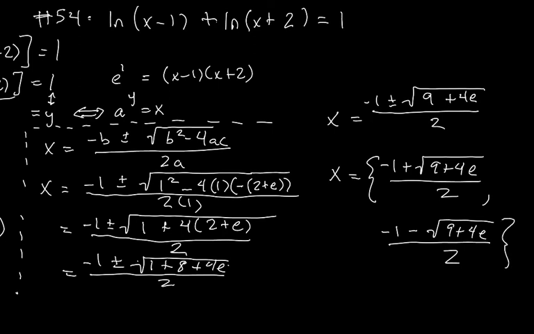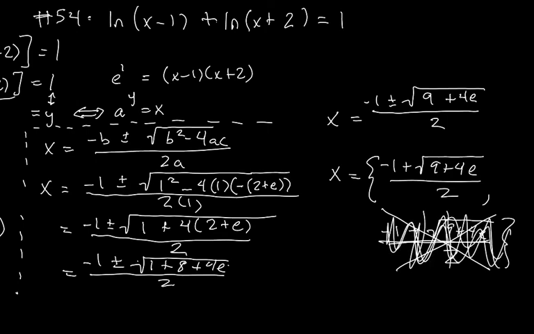Now, what we see on this answer is that this thing is always negative, right? Because I've got a negative here and a negative here. So if I try to plug that into this thing right here, I'm going to get a negative answer. So this answer is actually out. Which means that what we can do is erase that. And this is our only answer.